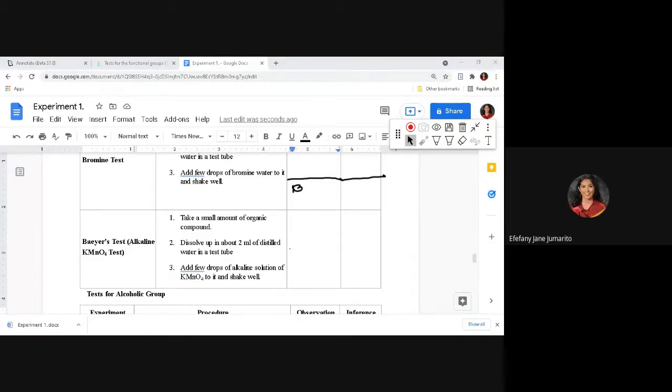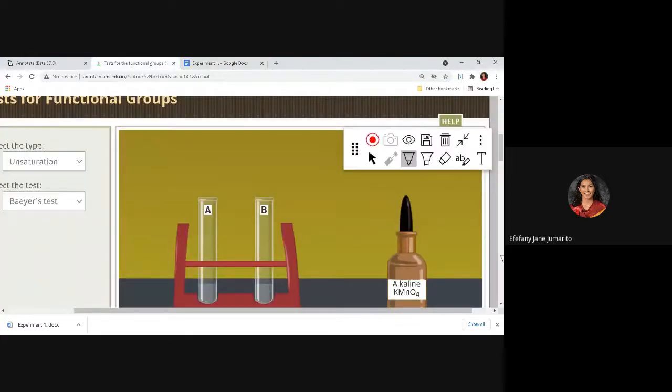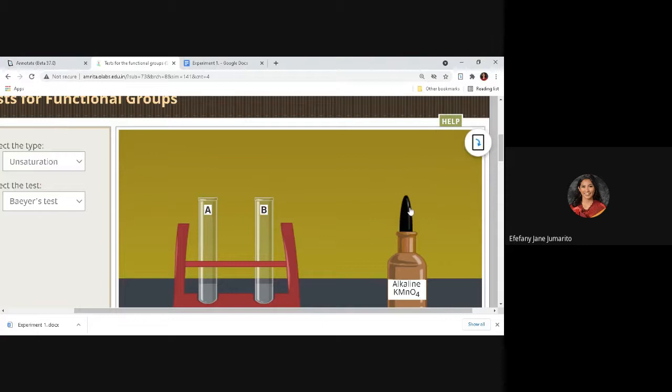Okay, potassium permanganate. Thank you so much. Now we have our potassium permanganate. This one is alkaline. When you say alkaline, it's basic. It's under basic condition, that's why there is OH.